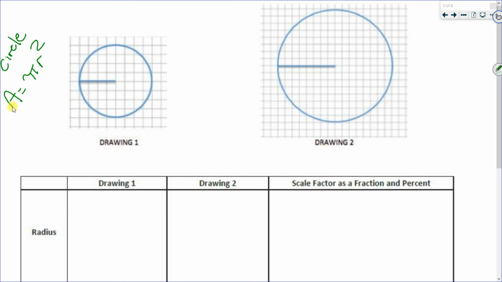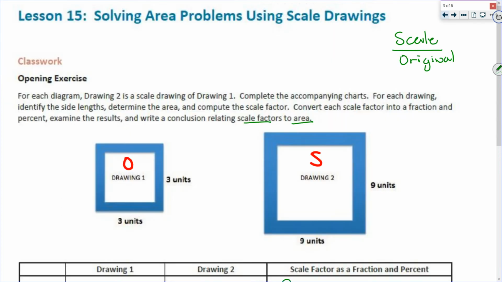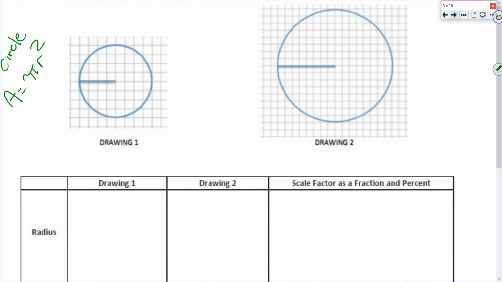Okay, now let's go back and take a look at the previous slide again, because it's important that we recognize something. For each diagram, drawing 2 is the scale drawing of 1. So drawing 2 is always going to be our scale. This is our original. So we need to identify the radius of both drawing 1 and drawing 2. How do you know that, Mr. Hale? Well, take a look at the column, radius.